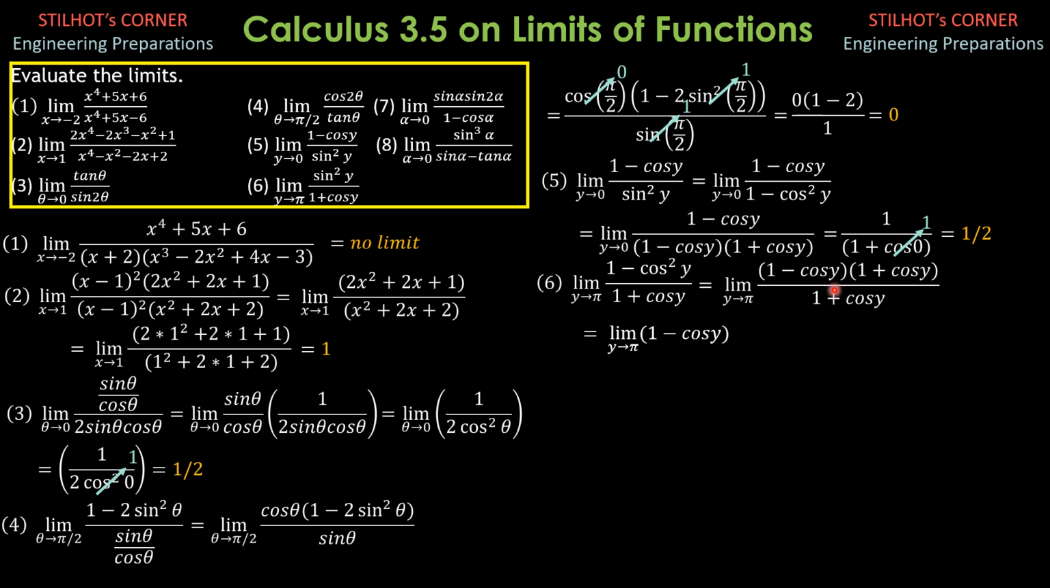I'm sorry, this is y approaches pi, not 0. So it is equal to the limit of 1 minus cosine y as y approaches pi. Cosine of pi is negative 1. So 1 minus negative 1 is 1 plus 1, and therefore it is equal to 2.